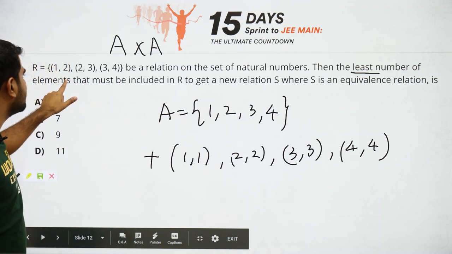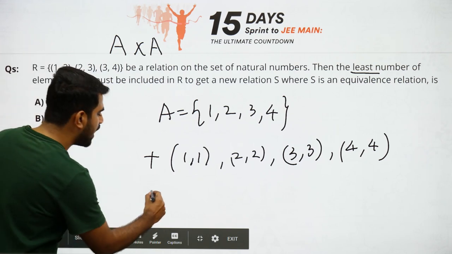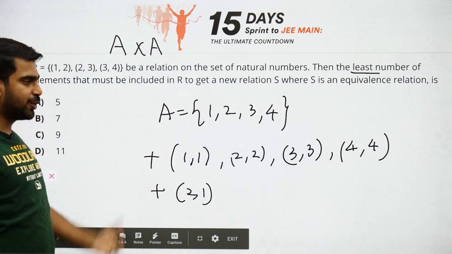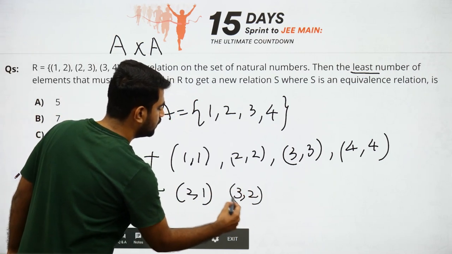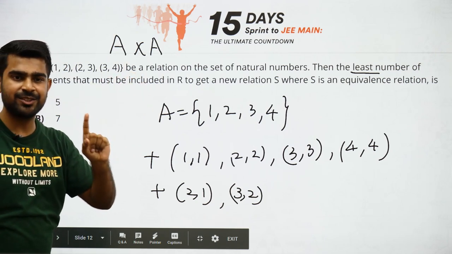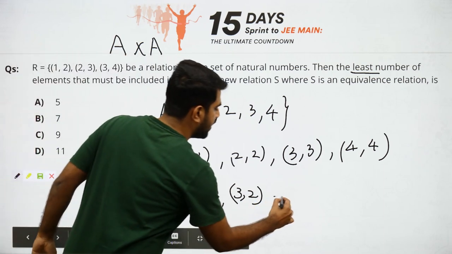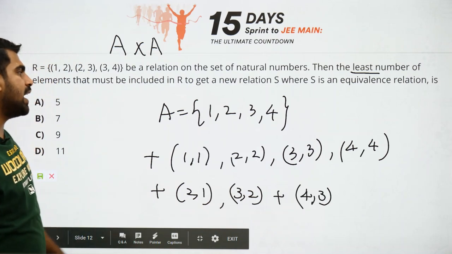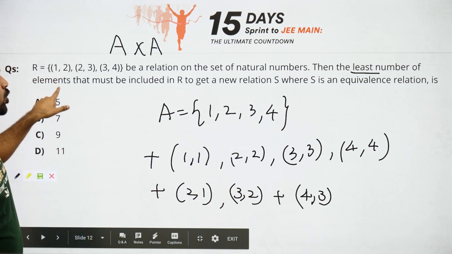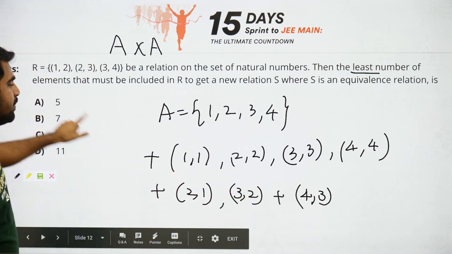I will look at the relation given. 1, 2 is there, but is 2, 1 there? No. So I have to add 2, 1. And 2, 3 is there. Is 3, 2 there? No. So I have to add 3, 2. 3, 4 is there. Is 4, 3 there? Because the reverse should be there, right? Do you all remember? I told you the reverse should be there. And where am I checking? I'm checking only in R. So I have to add 4, 3 also. Is that clear to everyone? Guys, so now my relation is going to be reflexive for sure. Now it is symmetric also because I made the sufficient changes.